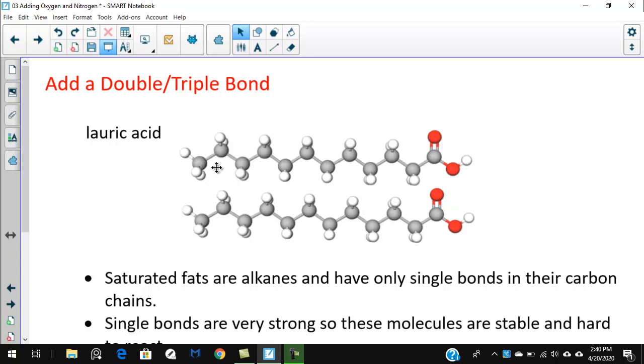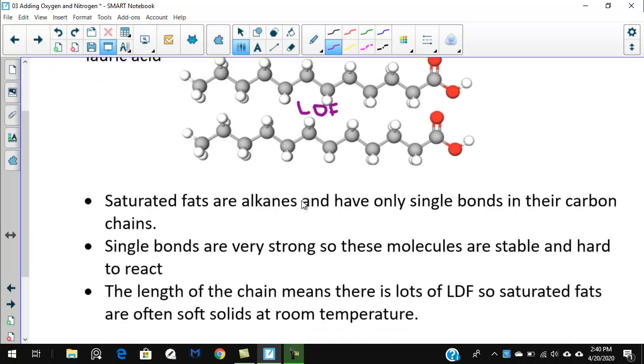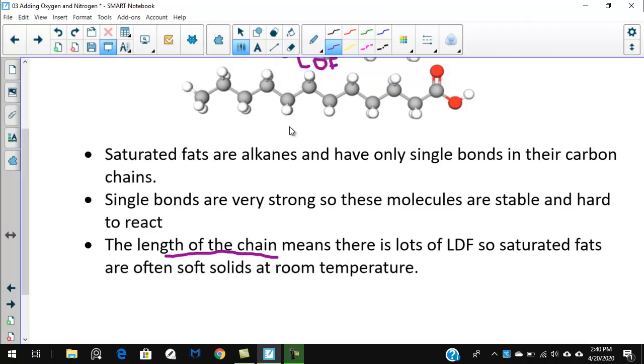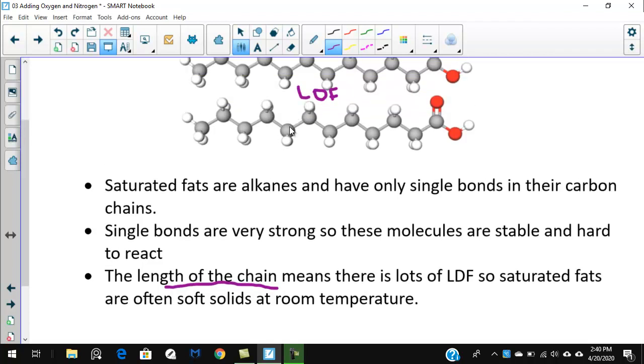So LDF forces are going to be fairly strong in alkanes, or in saturated molecules, as opposed to those in unsaturated molecules. Because it can make fairly strong London dispersion forces between two molecules, the length of the chain in these alkanes means there are lots of LDFs. And so saturated fats, things like butter, are often solids at room temperature, because they have enough attractions in these long single-bonded chains to hold on to each other and form a solid at room temperature.